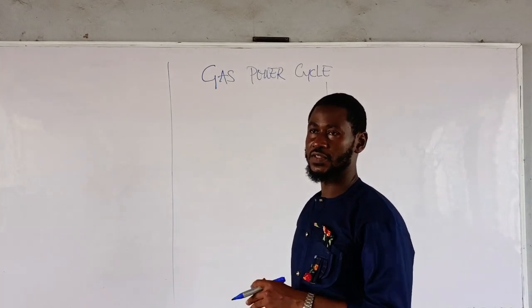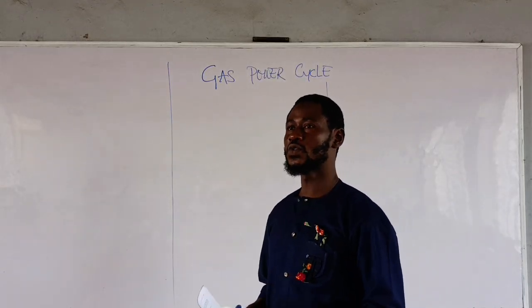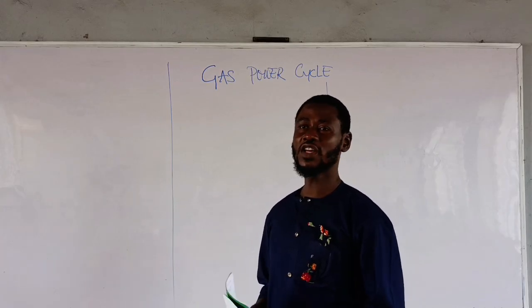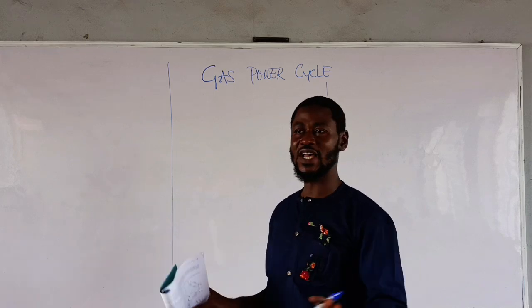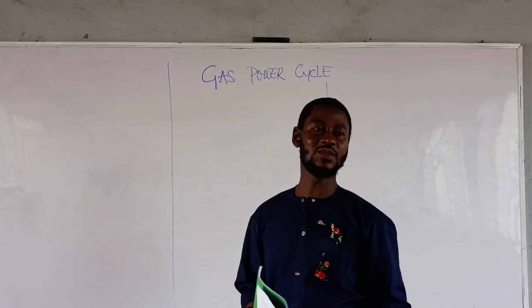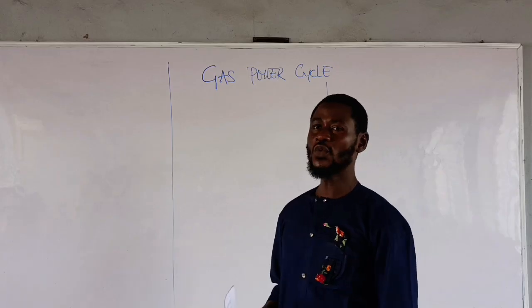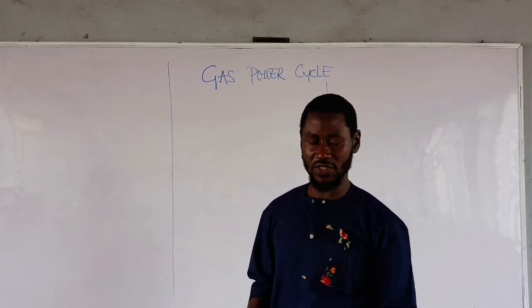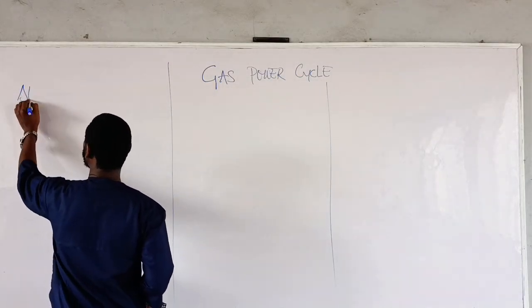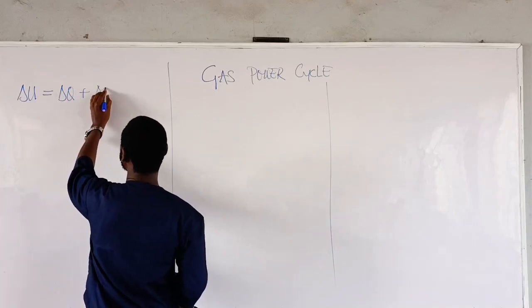Otto cycle analysis. The Otto cycle comprises two processes. One occurs when work is being done and no heat is being transferred to the system. And the other occurs when heat is being transferred and no work is done on the system. Now we go back to the first law of thermodynamics, where we have change in U equals change in Q plus change in W.